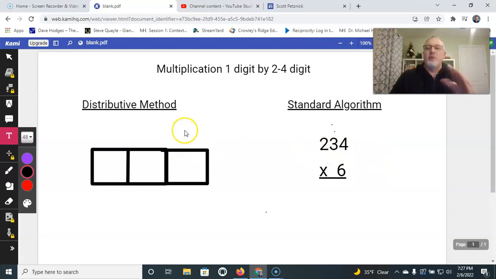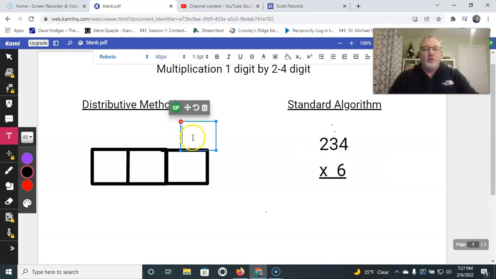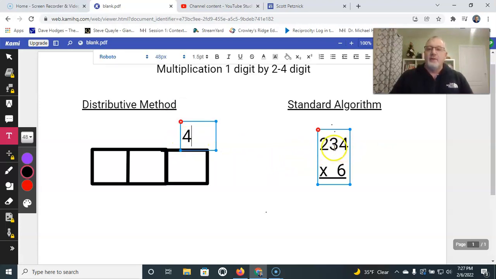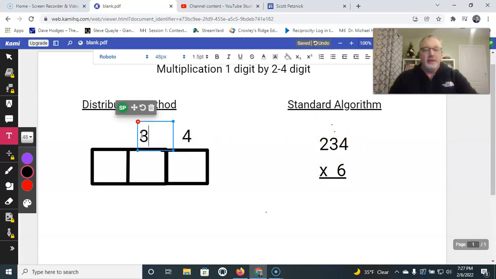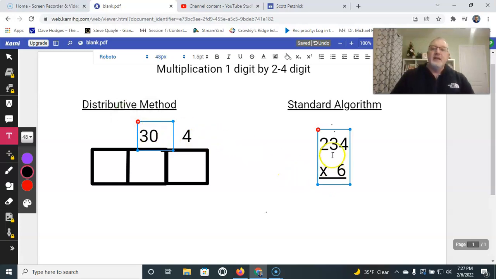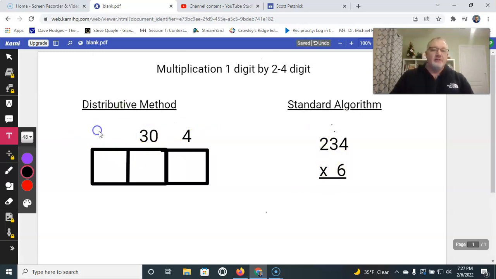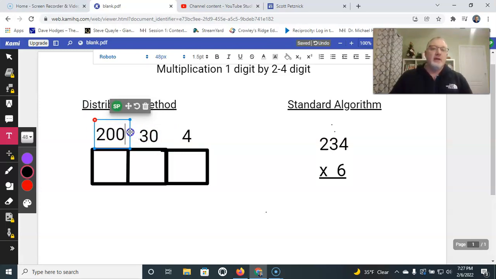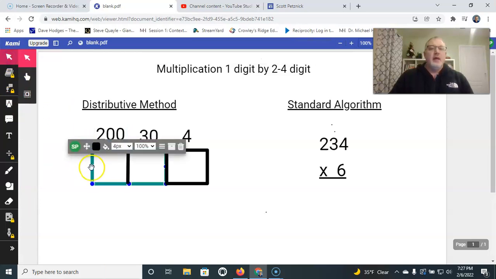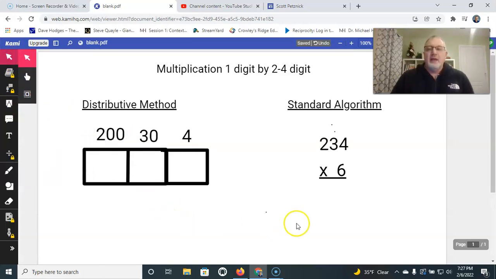What's expanded? It's where we break it into its parts. The ones place is the 4, and then the 3 is in the tens place, so that means it's worth 30, right? And then the 2 is in the hundreds place, so that means it's 200, okay? And I'm going to make this one just a little bit bigger here if I can. It is in the 200s place. And so what we're doing is we're just taking this number.